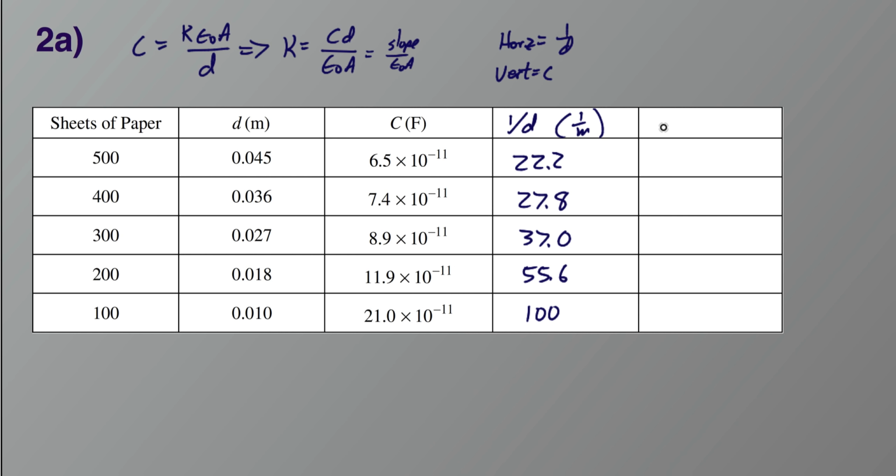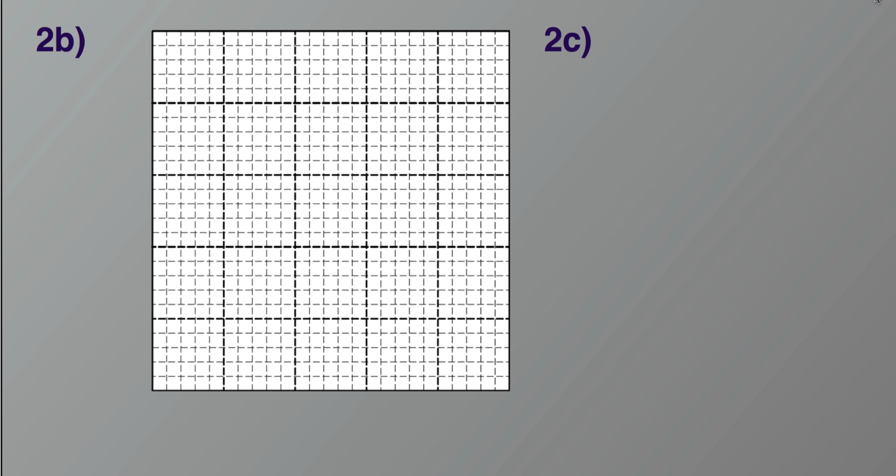And for capacitance on our y-axis, this is 6.5 times 10 to the minus 11. That's a little awkward there. Why don't we do capacitance in picofarads, times 10 to the minus 12? So that'll be 65, 74, 89, 119, and 210. Something kind of like that. So we've labeled each column, we've given them units. I think we're okay to go on to 2b.